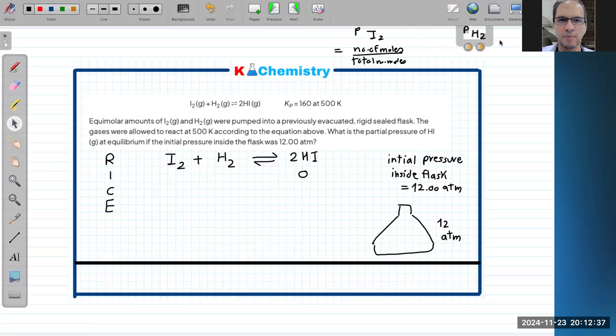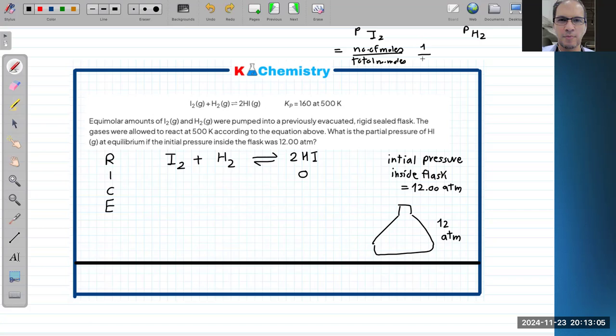So if you have total number of moles of 2, the number of moles of this one alone is equal to 1. How did you know that? He said it's equimolar. So if you have 2, it is 1. If you have 4, it is 2. If you have 10, it is the half of it. Because they said it's equimolar, means the number of moles of this one and number of moles of this one is equal. So if you have 10 moles, then you have 5 moles of I2 and so on.